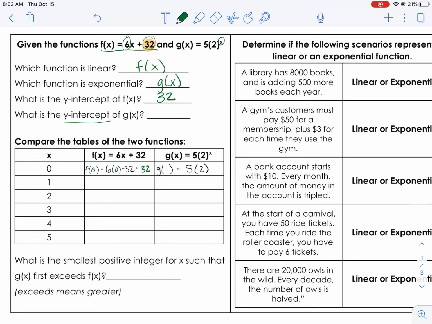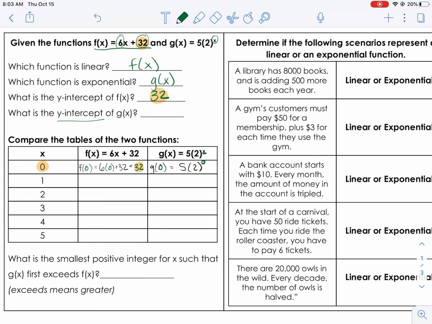And notice that matches up with our y-intercept, okay, because it's happening where x is 0, and our y-intercepts occur where x is 0. So if I want to find my y-intercept for g of x, I'm still looking for where x is 0. So if I plug in 0 for my exponent here, because that's where our x is located in an exponential function, we're going to have, remember, exponents come first in order of operations.